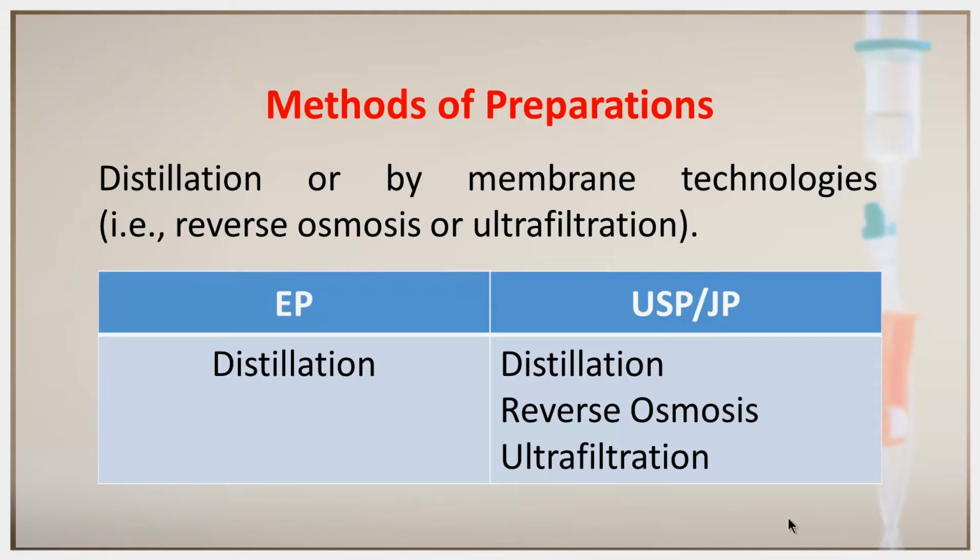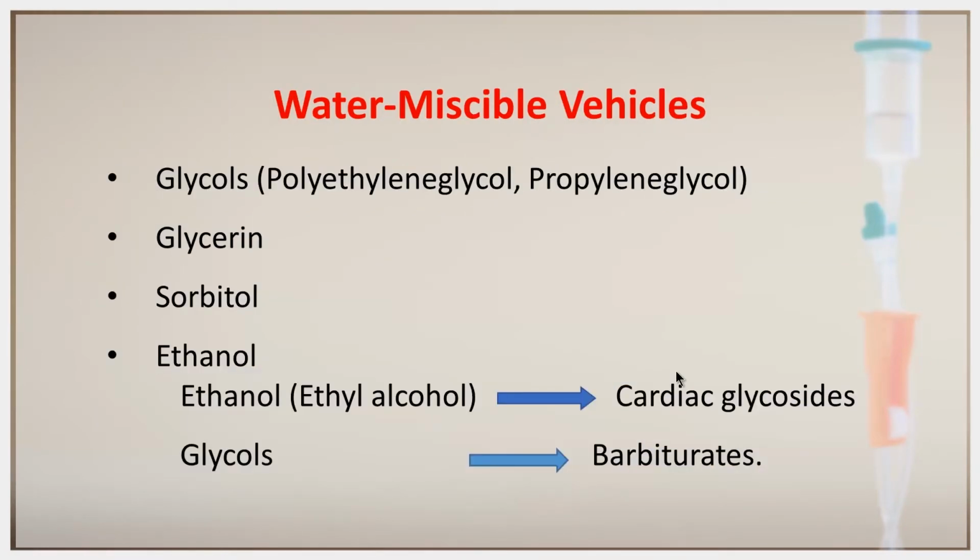European Pharmacopoeia permits distillation as the method for water for injection, while USP and JP, that is the United States Pharmacopoeia and Japanese Pharmacopoeia, also permit other methods of preparation for water for injection. Water miscible vehicles are co-solvents like glycols, for example PEG and PG, glycerol, sorbitol and ethanol.